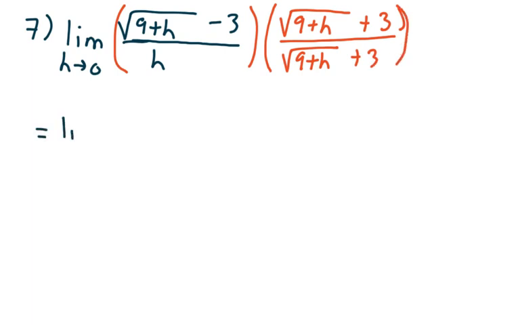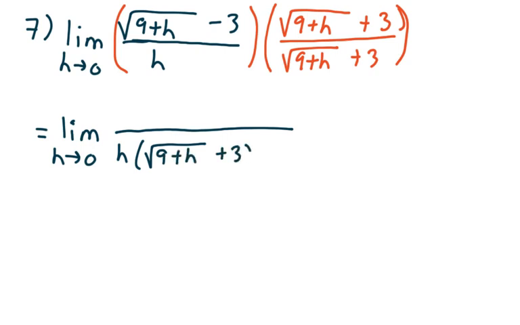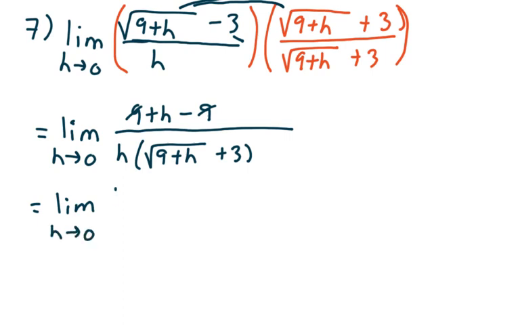And so when we do that, we get the limit as h goes to 0. Now, the denominator looks like h times the square root of 9 plus h plus 3. And in the numerator, we get 9 plus h minus 9. So what I did was I took square root of 9 plus h and multiplied it by square root of 9 plus h, and then I took negative 3 and multiplied it by 3. So 9's cancel, and we get the limit as h goes to 0 of h over h times the square root of 9 plus h plus 3. And for point of emphasis, I'm going to put h times 1 in the numerator. And the h's go away.